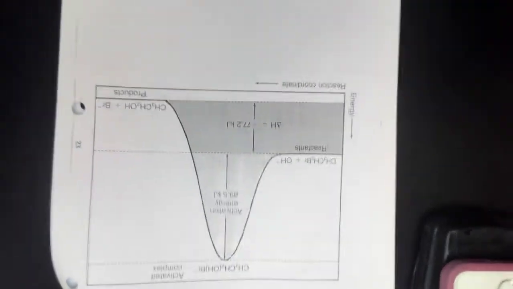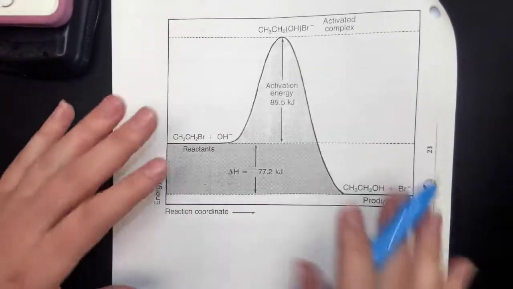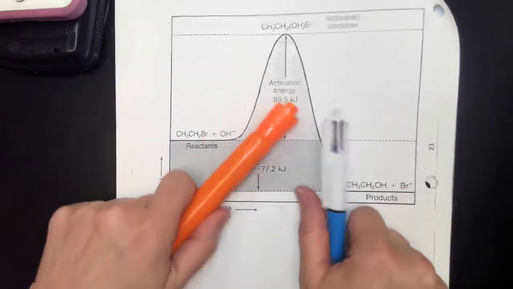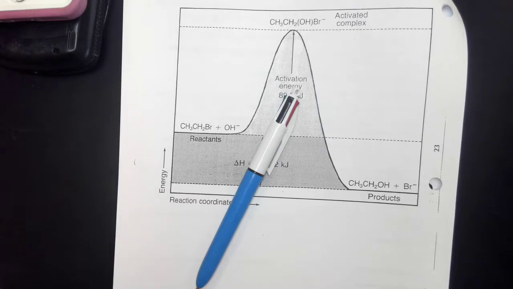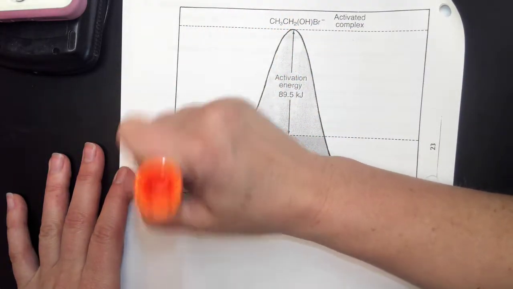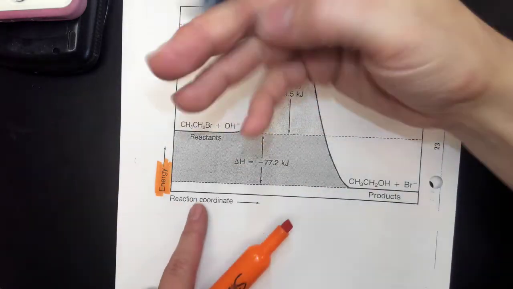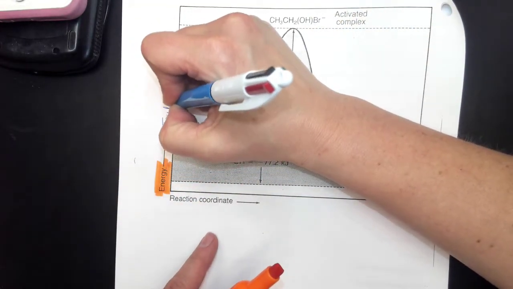In this graph. All right. So on your graph, I have my pen, I have a highlighter. Here we go. First off, on the y-axis is energy. Energy has the units of kilojoules, which are abbreviated kJ.